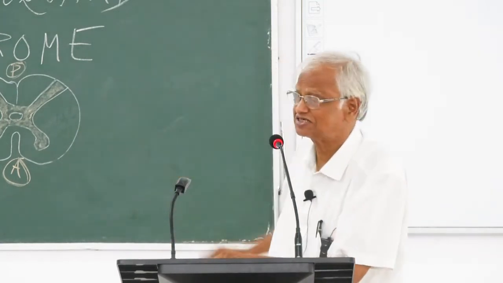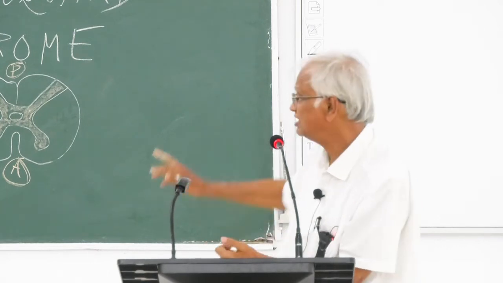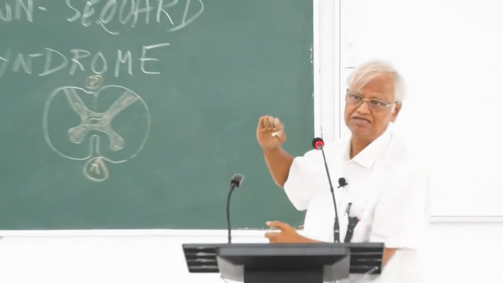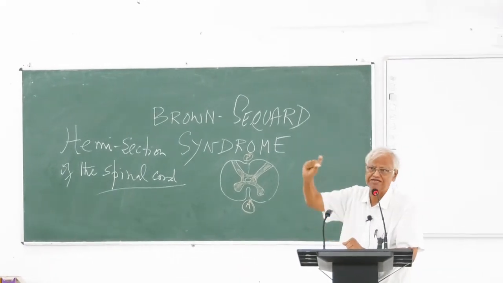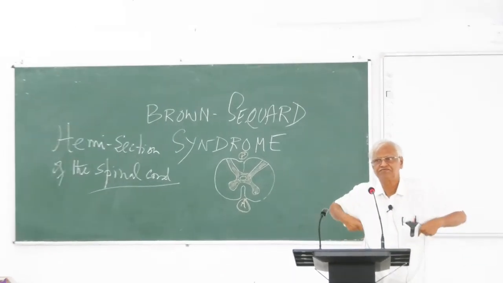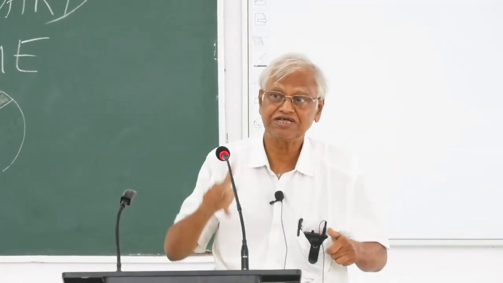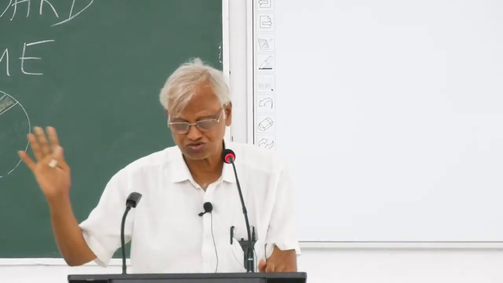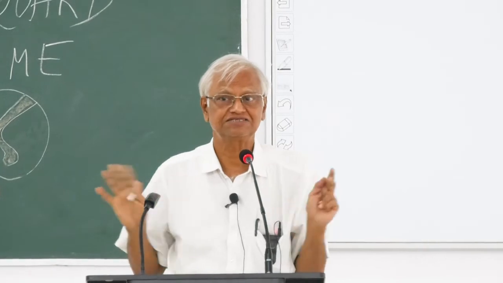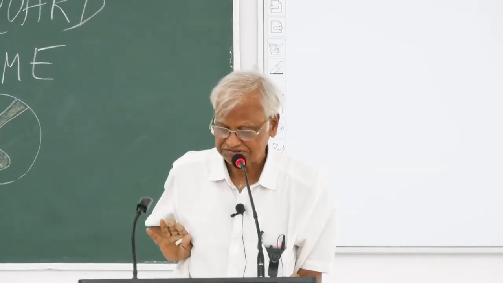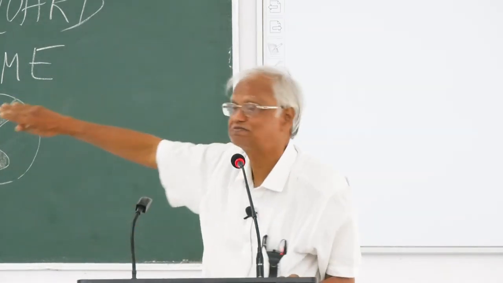So above the level of lesion, if the lesion is at T10, in a small band, say 2 centimeters or so, in the body above the level of T10, you will get hyperesthesia, more than normal sensation. That's all, on both sides, this side, that side. It doesn't matter whether it has happened in the right side or the left side.